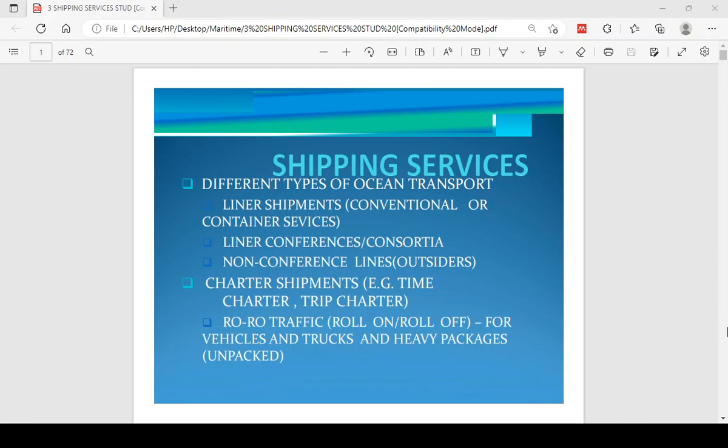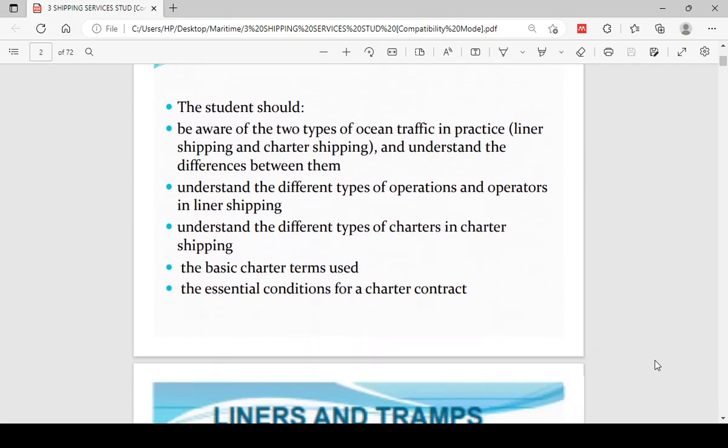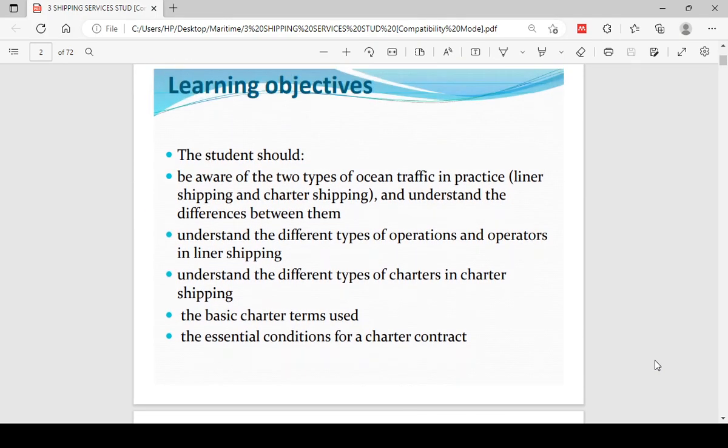So at the end of it, you should be aware of the two types of ocean traffic in practice. That is liner shipping and then charter shipping. And you should understand the differences between them. You should understand the types of operations and operators involved in liner shipping, as well as the different types of charters in charter shipping, and some of the basic terms used in charter shipping, and the essential conditions for a charter contract.